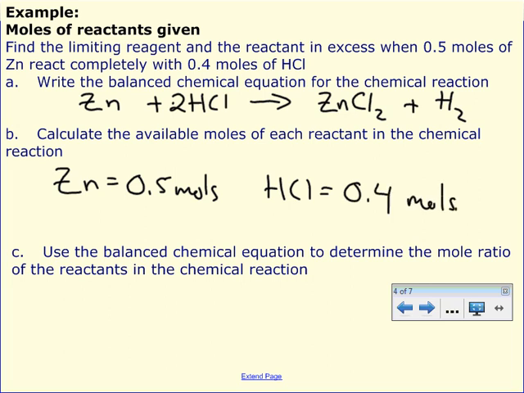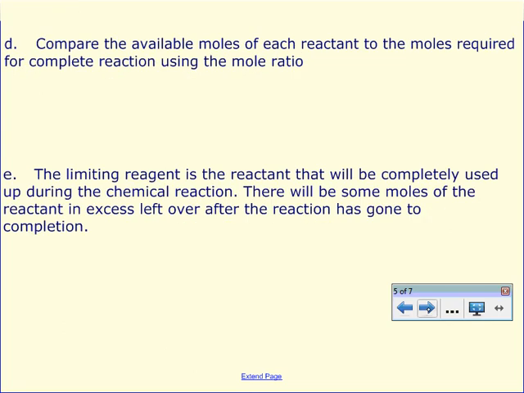Now, using my balanced chemical equation, I want to determine the mole ratio of the reactants in this chemical equation. Well, that's pretty easy. I have 1 zinc for every 2 HCl. So I have a 1 to 2 ratio here for my reactants. Next, I want to compare the available moles of each reactant to the moles required to complete the reaction using my mole ratio. So this is where I'm going to use my known.